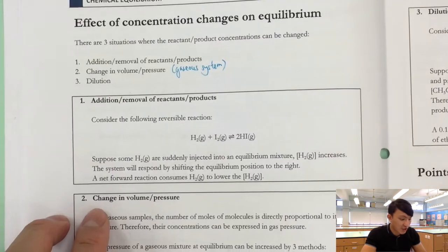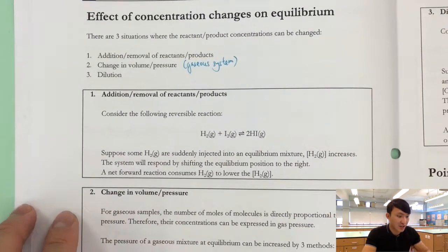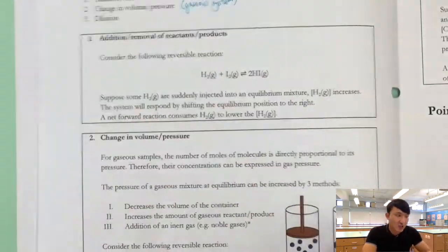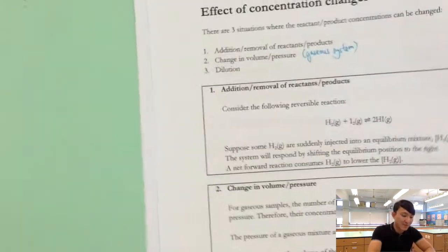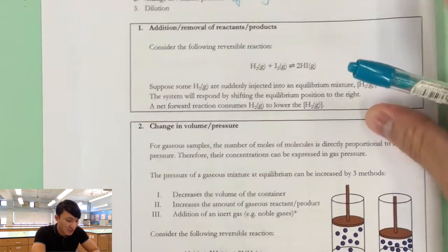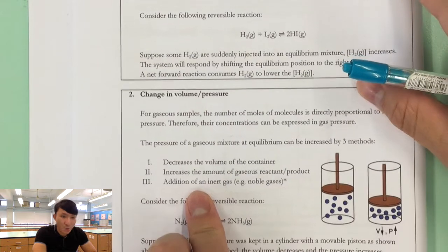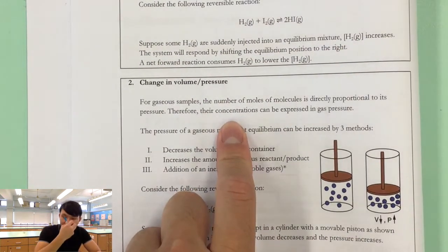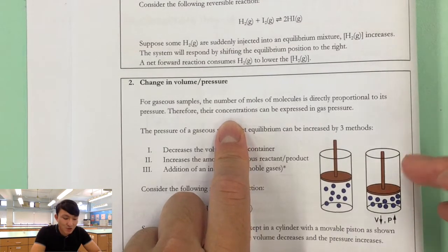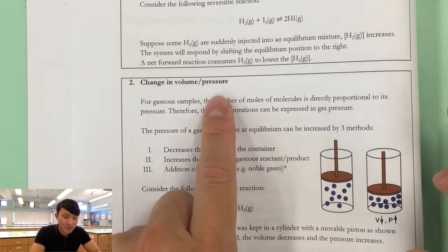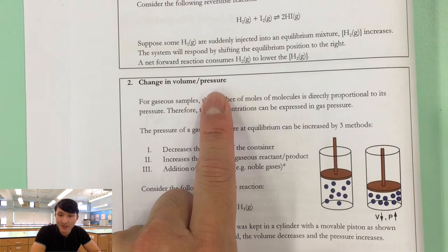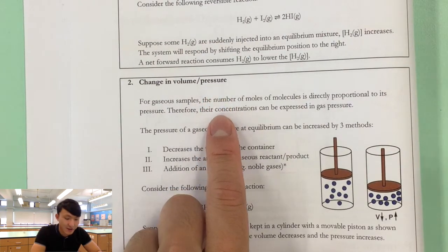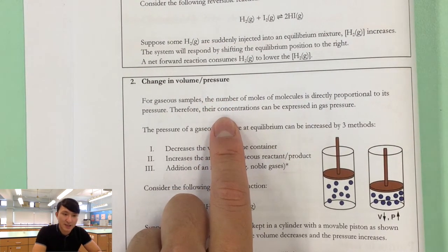Now the second one, change in volume or change in pressure. And this one is exclusively for gaseous samples. Here, we further break it down into 3 situations where the volume or pressure could be changed. But first of all, for gas, you can think about volume and pressure. Pressure is basically the concentration of gas. There's a little bit of difference, but you can take it this way.